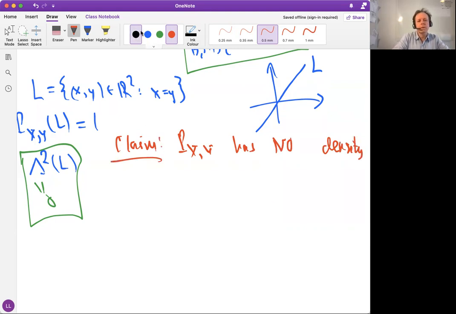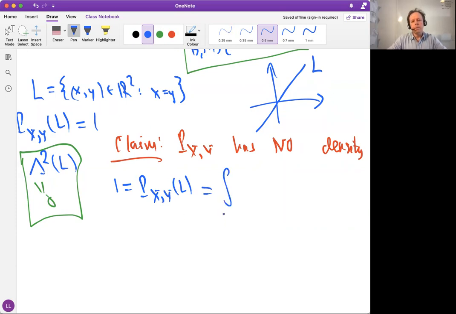Why not? Well, we learned that 1 is equal to pxy of the set line. So if we had a density, then this would be equal to the integral over the line using a density. Let's imagine that we had a density. We imagine that we had a density for x and y, and then we would integrate with this two-dimensional Lebesgue measure this way.